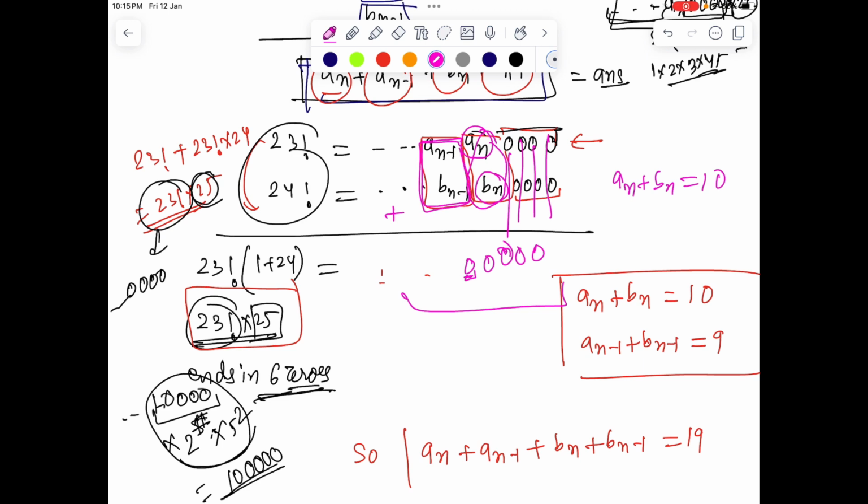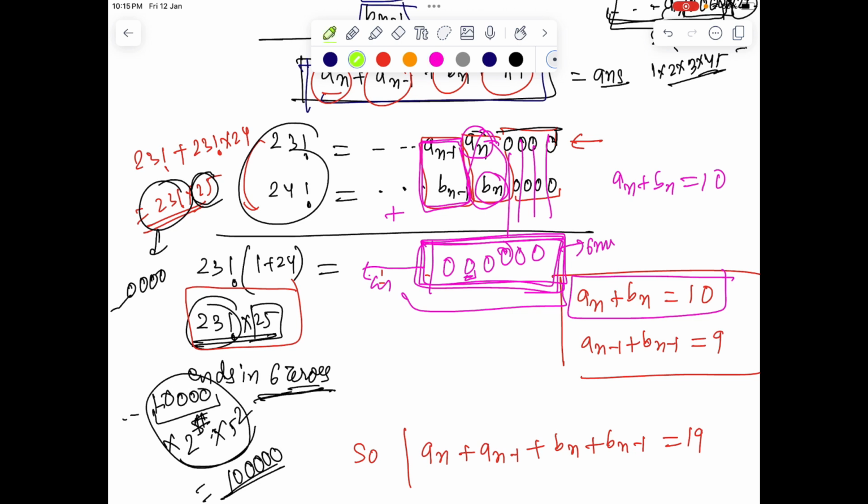And now 1 is carried on. When 1 is carried on, this plus this must be 9, so that when we add 1 to it, it will become 10, and then 1 will be carried further. So that shows this must end with 6 zeros now. Okay, so the takeaway is an plus bn has to be 10, and with that 1 carried on, the next digit has to be non-zero.